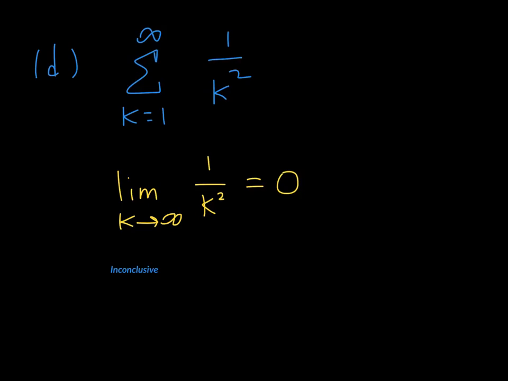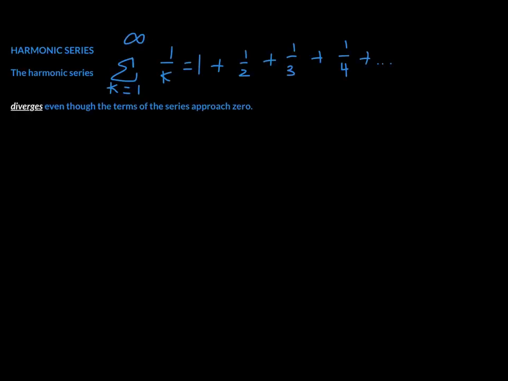Okay, I actually want to get into a very important series called the harmonic series. The harmonic series is defined to be the sum of 1 over k as k goes from 1 to infinity. Written out as a series, it would be 1 plus 1/2 plus 1/3 plus 1/4 plus 1/5 plus 1/6 plus 1/7 and so forth. This series is very important, and we know that this actually diverges even though the terms of the series approach 0.